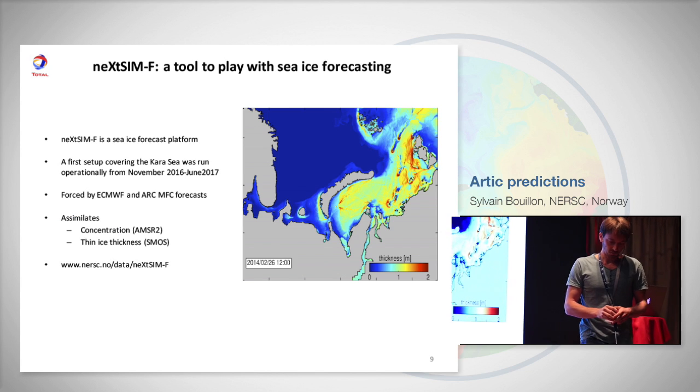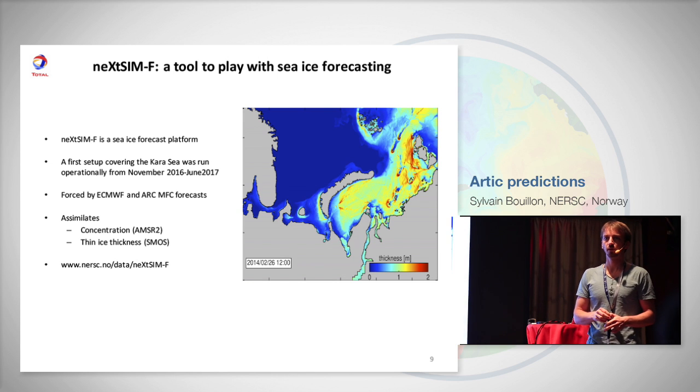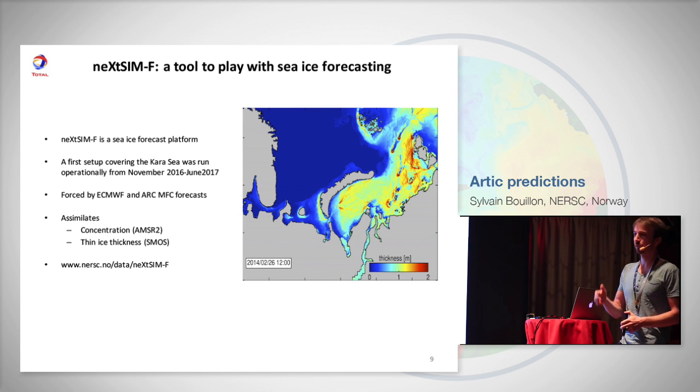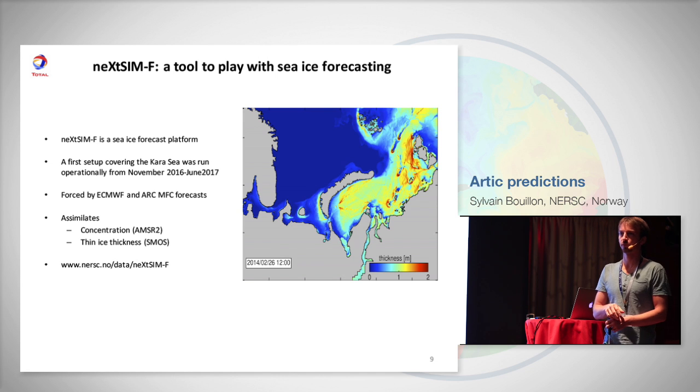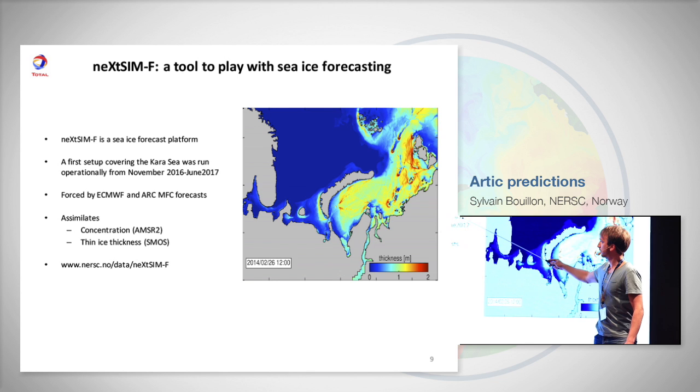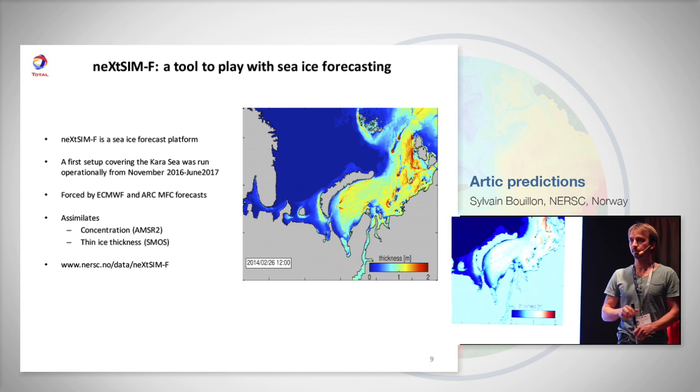So the NERSC platform, it's a sea ice only forecast platform. For us, it's more a tool to play with sea ice forecasting and to play with the model. For them, for Total, it's a source of information for planning operations in Kara Sea, because they have some interest in this region for shipping gas to Europe. So we built the platform and a first setup covering Kara Sea.